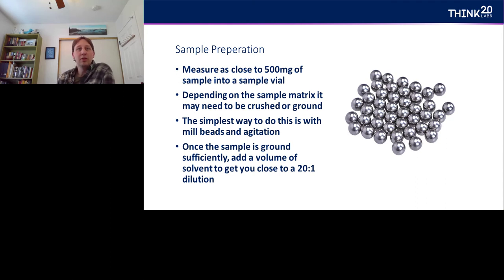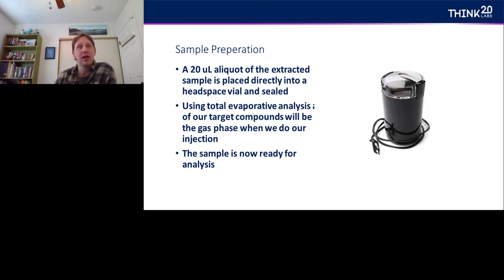So once the sample is ground and extracted, usually we use a mill bead, or if it's a gummy bear, we will freeze it in liquid nitrogen and grind it into a fine dust. And so once this is ground sufficiently, we add our extraction solvent. And then we take a 20 microliter aliquot out of that. We use what's called total evaporative analysis. So the entire 20 microliters is evaporated into the gas phase. And so once this occurs, we're now ready for our analysis.